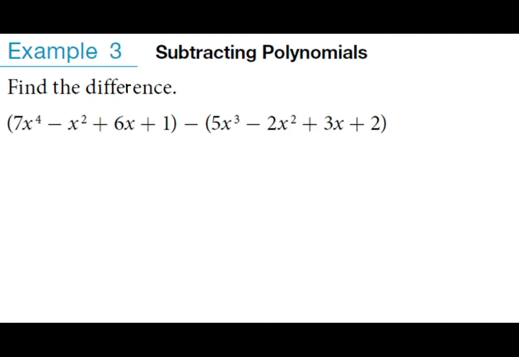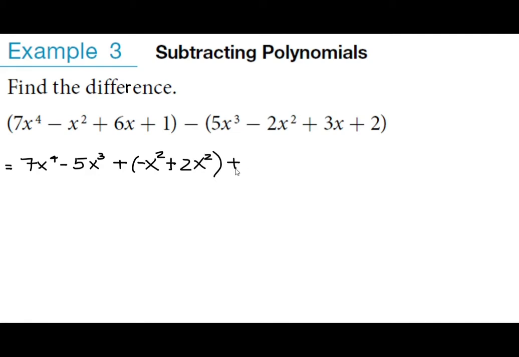Example 3, we are subtracting polynomials. This is the same as adding the opposite of the second polynomial to the first. First, I'm going to start with the leading term, so that looks like it's 7x to the power 4, and there's no subtraction there. The next highest term is 5x cubed, so that's going to be minus 5x cubed. Then we have negative x squared, negative, so that's going to be a plus 2x squared.